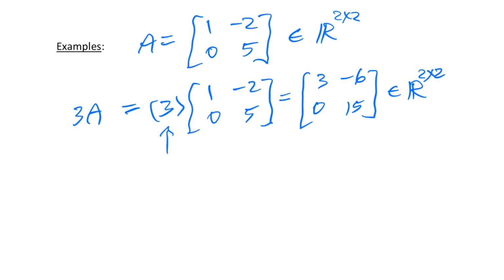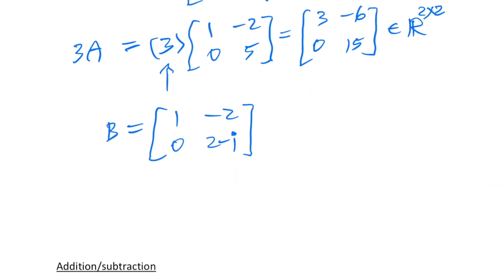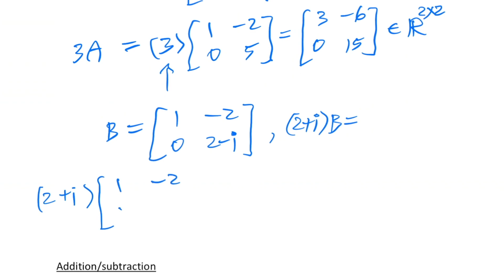Let's do one with complex numbers here. Let's say B is the matrix 1, -2, 0, 2 minus i. Okay? Real numbers are also complex numbers. They simply have 0 imaginary part. But if I go like this, let's say I was to do 2 plus i times B, I would get the following matrix, 2 plus i times the 1, -2, 0, 2 minus i.